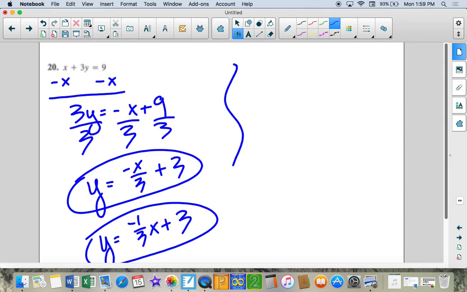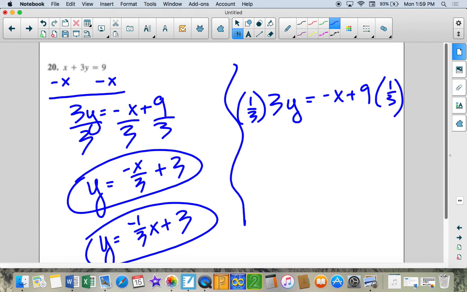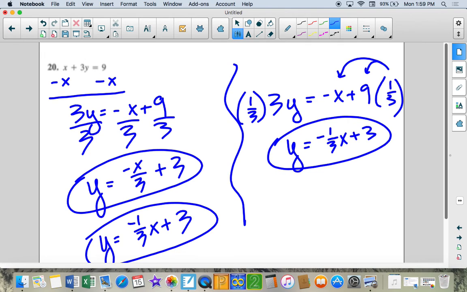Let's go back to this part right here. 3y equals negative x plus 9. What's happening to the variable is being multiplied by 3. I can multiply by the reciprocal. Any number multiplied by its reciprocal equals 1, gets us y by itself. And I would have to remember to multiply everything on the right side by 1/3. So we get negative 1/3 x. 1/3 times 9 gives me 3. Same answer.